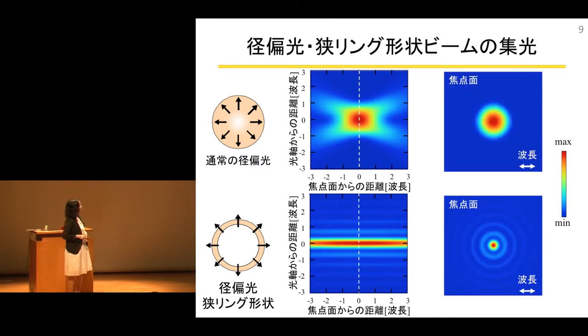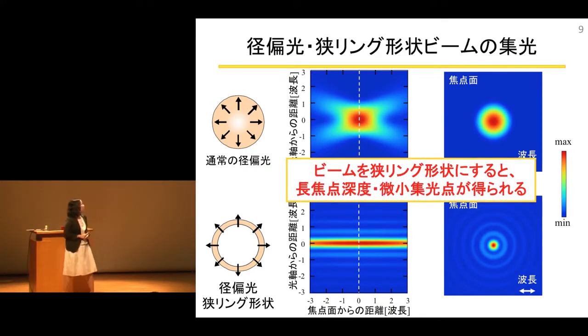So by polarizing the light to a halo shape, we can create a focal point which is smaller than the ordinary focal point. That is smaller than one wavelength. So by using the halo-shaped beam, we can create a small focal point with a long focus depth.